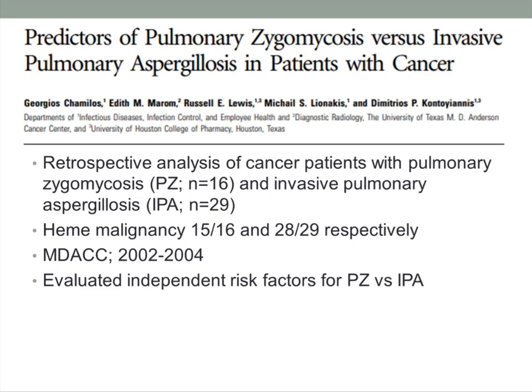So in terms of looking for Zygomycosis versus invasive pulmonary aspergillosis with imaging findings, this is a study out of MD Anderson. They had 16 patients with Zygomycosis, 29 with aspergillosis. So again, small numbers, but they did do a statistical analysis on several different factors to say what's going to point me one way or another.